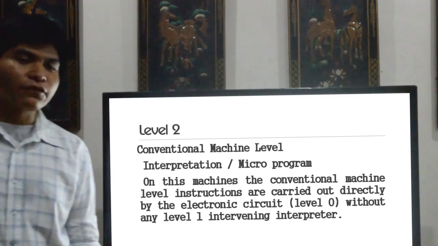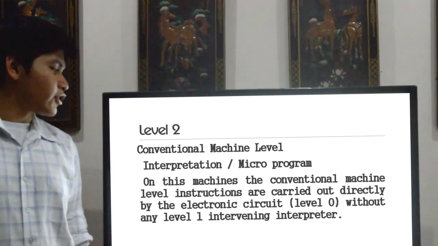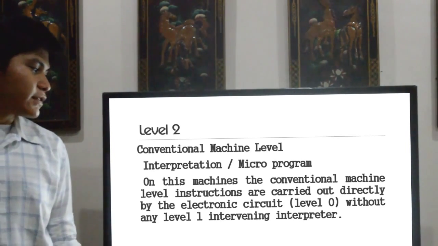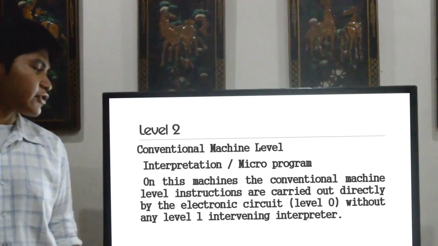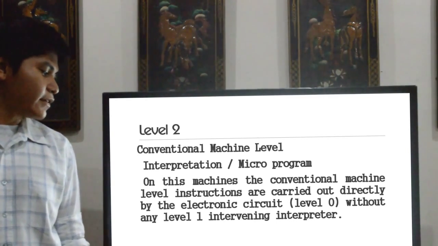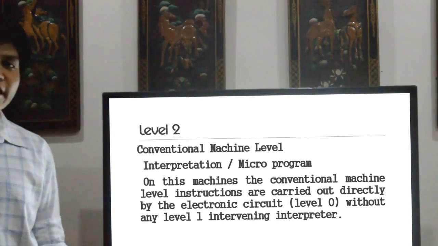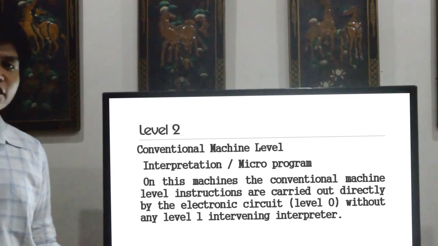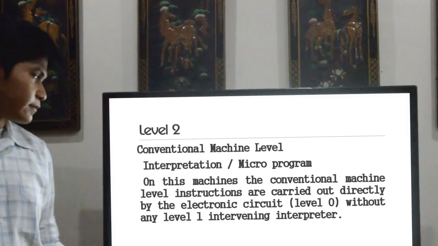Level 2, conventional machine level. Interpretation or microprogram. On these machines, the conventional machine level instructions are carried out directly by the electronic circuit level 0 without any level 1 intervening interpreter.